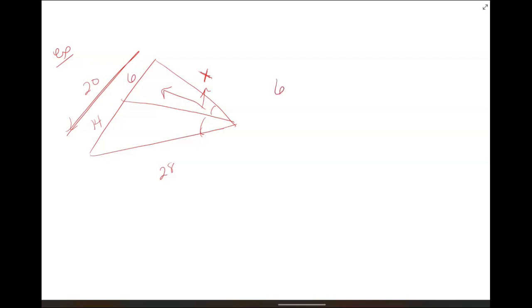So I do opposite over adjacent, opposite, which is 14, over adjacent, which is 28. All right. And then we're going to cross multiply, and you're going to get 14x equals 168, and x equals 12. All right, it's pretty simple.